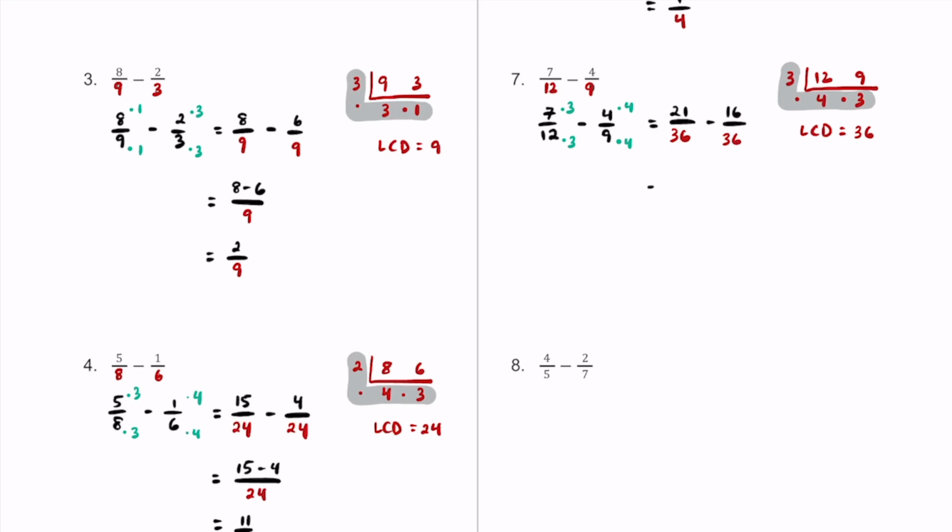Alrighty, so we have common denominators of 36. Let's go ahead and keep that on the bottom, and let's subtract 21 minus 16 on top. 21 minus 16 is 5, so we're going to get our final answer of 5 over 36.